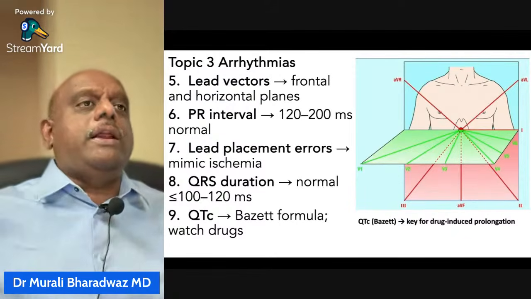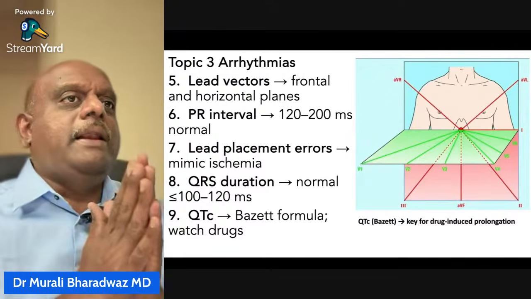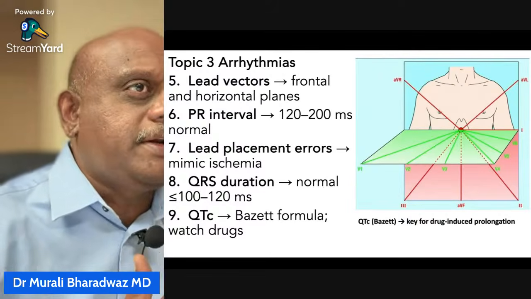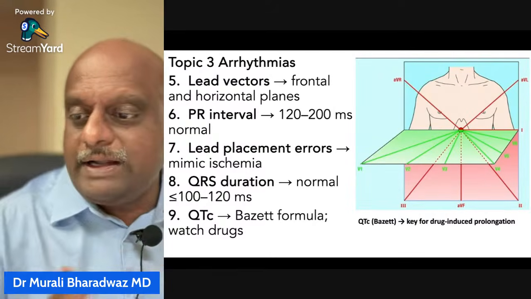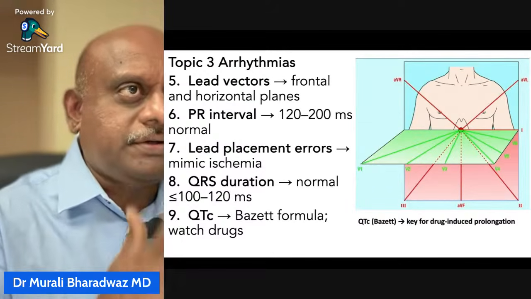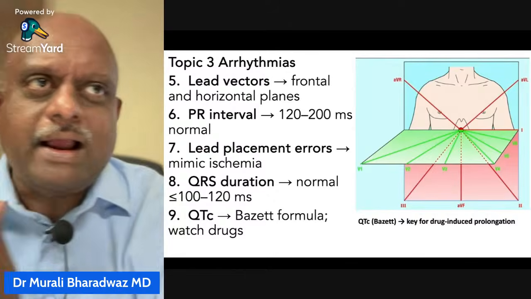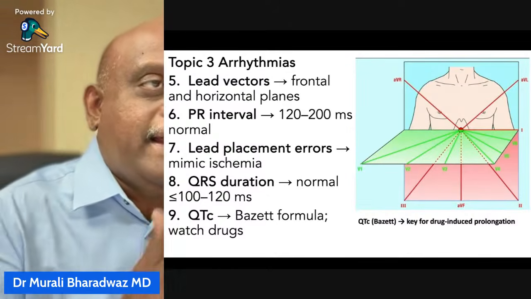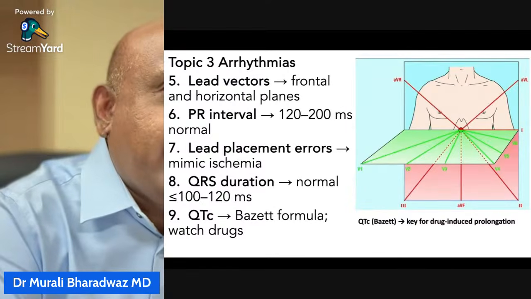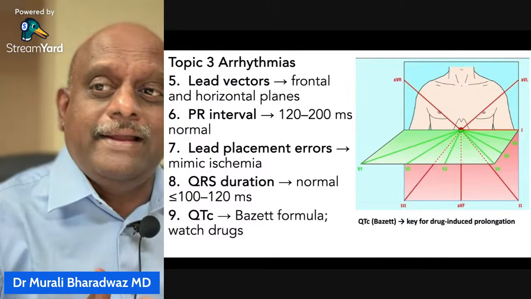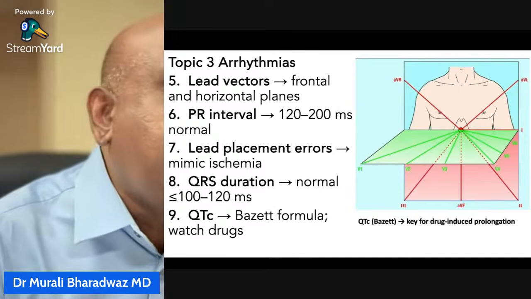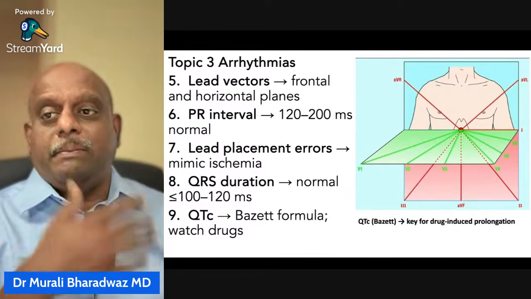Then what is the duration of the QRS complex? Normally less than 100 to 120 milliseconds. Why is it important to know the QRS duration? Because whenever tachycardia is there, 140, 150 heart rate, look at the QRS. If the QRS is narrow and tachycardia is there, it is supraventricular tachycardia. If the QRS is broad and tachycardia is there, it is ventricular tachycardia. How do you decide narrow or wide? Look at the duration. The duration normally is less than 100 to 120 milliseconds.